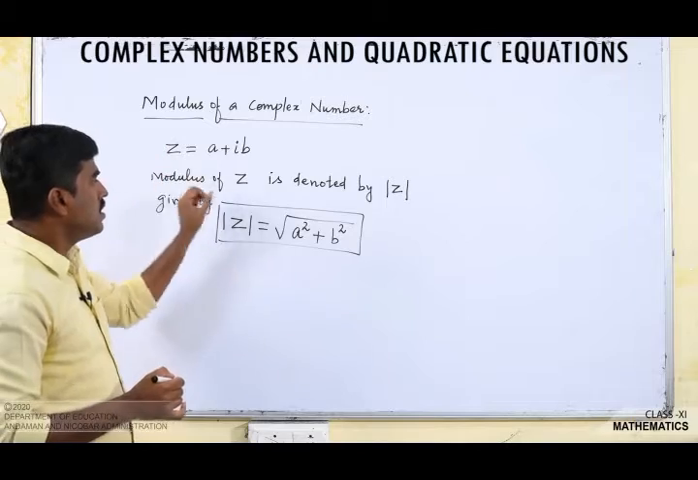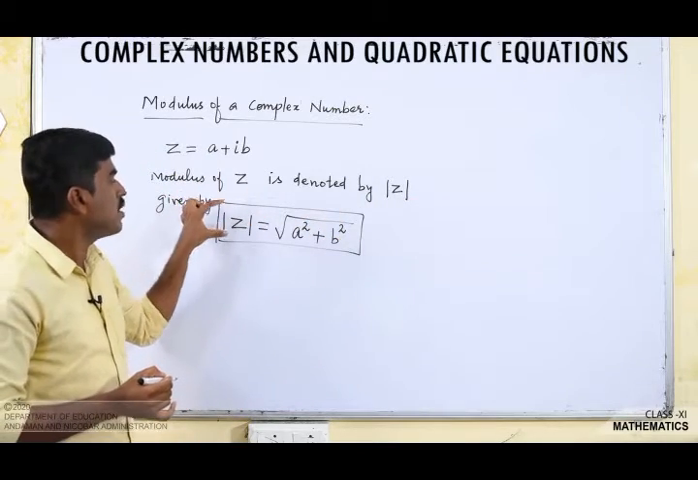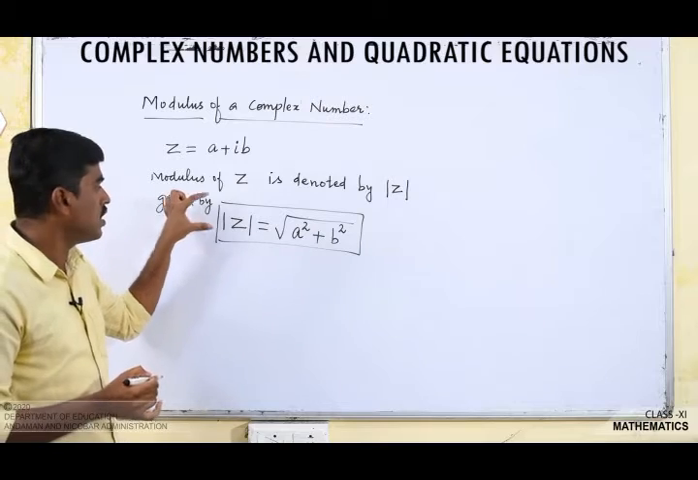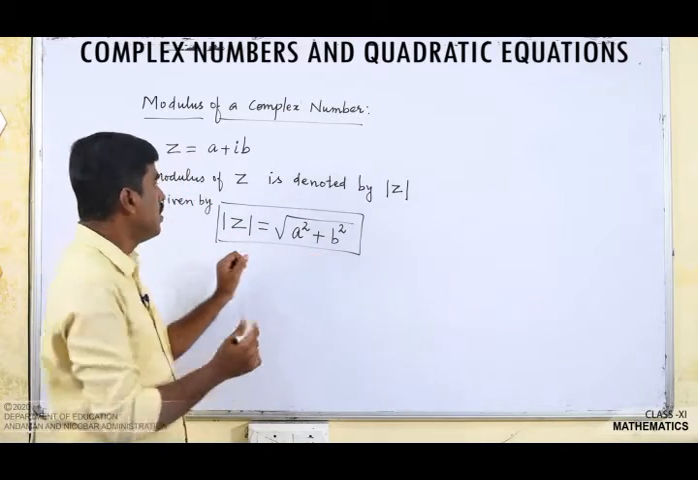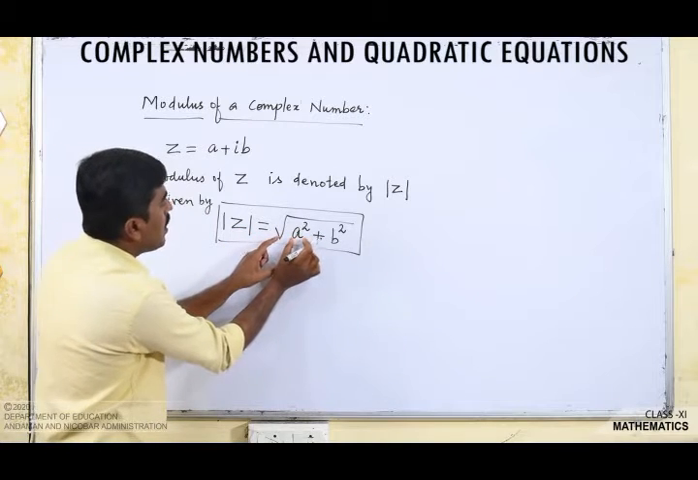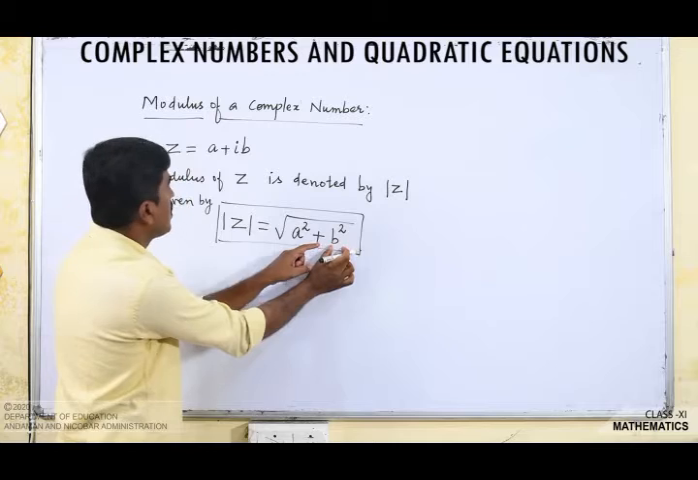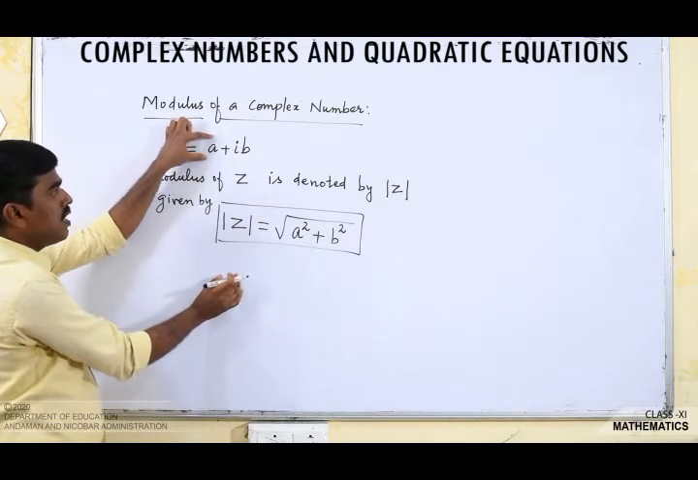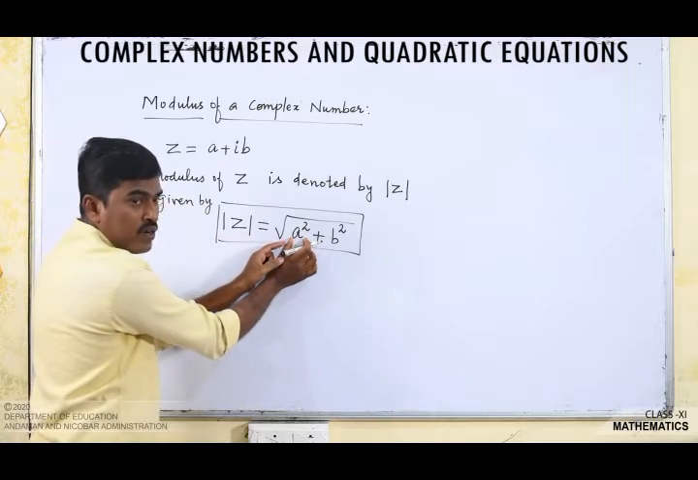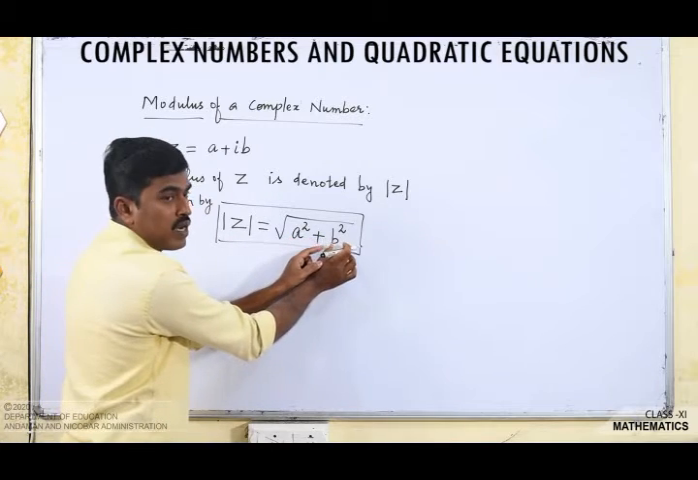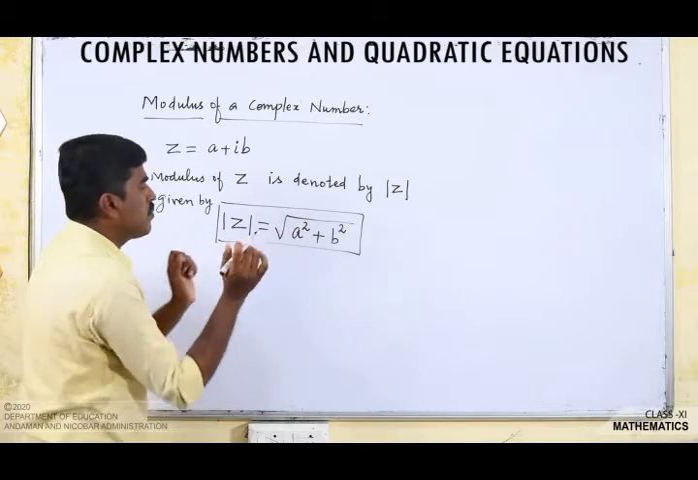Modulus of z is denoted by mod of z, and mod of z is the absolute value of this complex number. So mod of z is equal to root over a square plus b square. It means it is the square of the real part plus the square of the imaginary part. What is the real part here? Here the real part is a and the imaginary part is b. So mod of z is equal to root over a square plus b square.